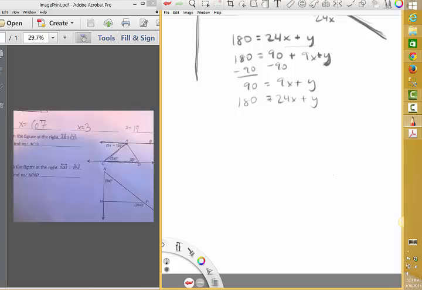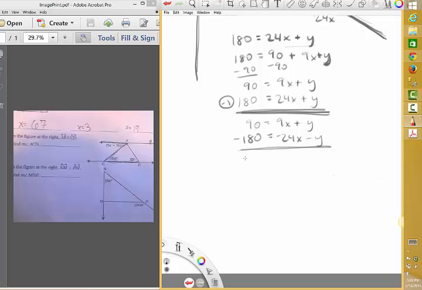So this is solving a system of equations. The easiest way for me to get rid of something so that I can solve is to multiply one of these equations by -1, since they both only have one y. So if I multiply this bottom equation all the way through by -1, let me rewrite the top equation so that it's easier to add or subtract. So -1 times 180 is -180. -1 times 24x is -24x. -1 times y is -y. So now we can add these equations together.